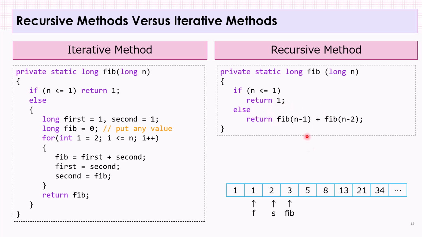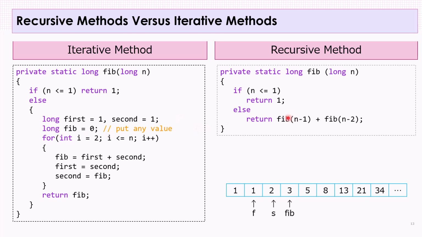One will be called on the first previous value, n minus 1, and the second call will be on the previous second number, which is equal to n minus 2. And the return values for these two calls will be added together as the return value for the recursive method. So we have two recursive calls in this method. Therefore, if we want to trace this method recursively, then the tracing will form a tree.